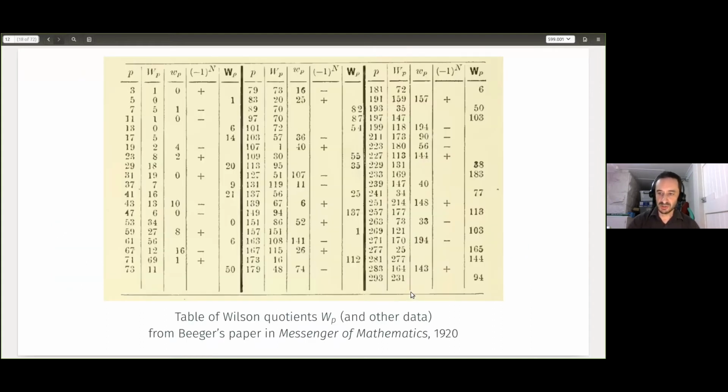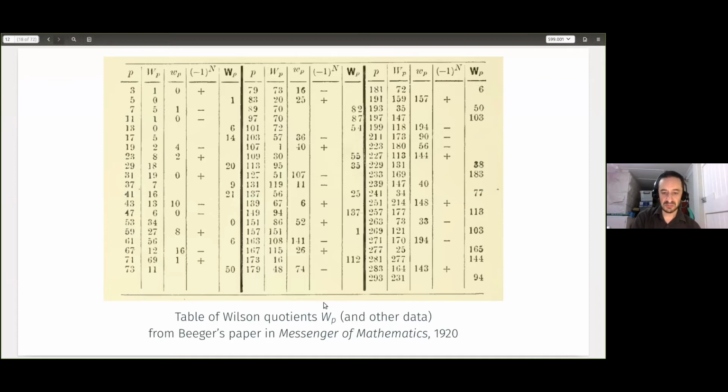So here is a table from his paper. He's listed all the primes in these 3 columns. He's listed all the primes up to 300. And for each one, you can see he's got this second column here, which is the WP. That's the Wilson quotient I defined before. And you can see for 5 and for 13, he gets 0. So that's showing those are Wilson primes.